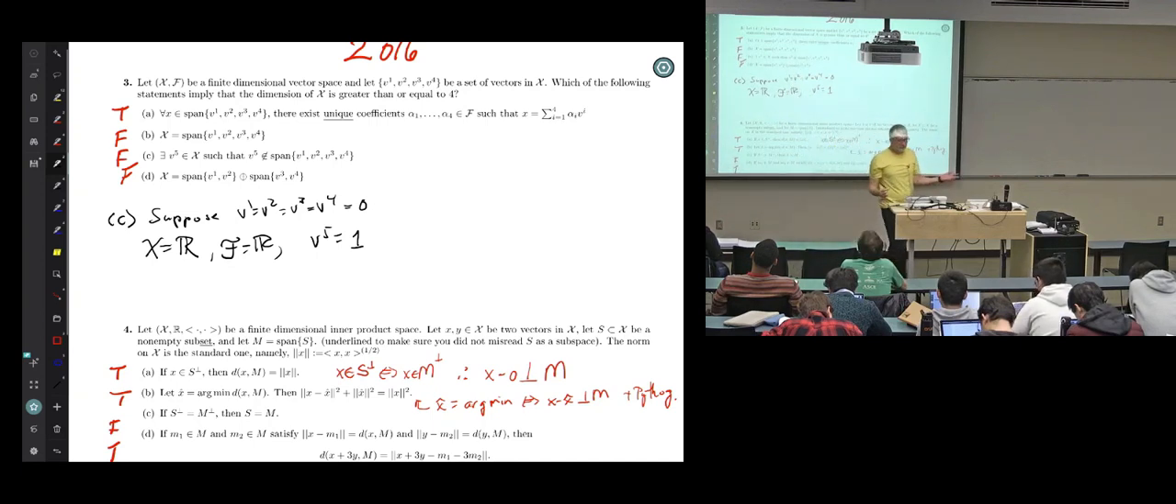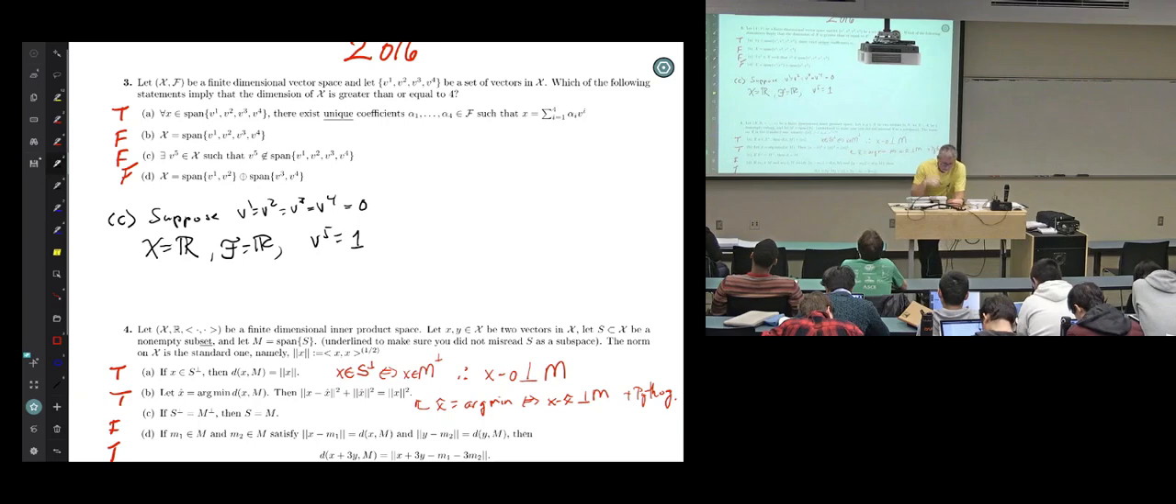So if the question was X has dimension at least 1, then it's true, okay? Because V5 cannot be the 0 vector. There's at least one non-zero vector in X. It's got dimension at least 1.